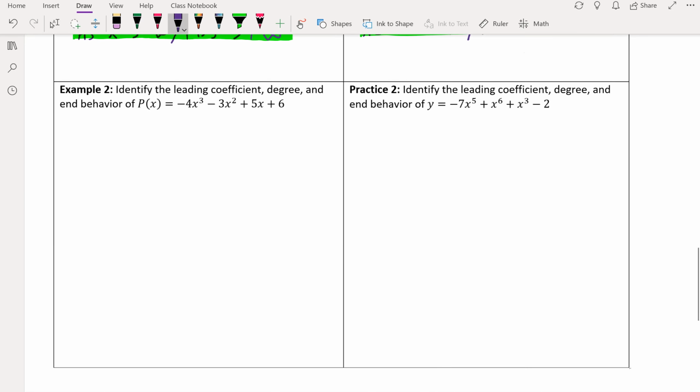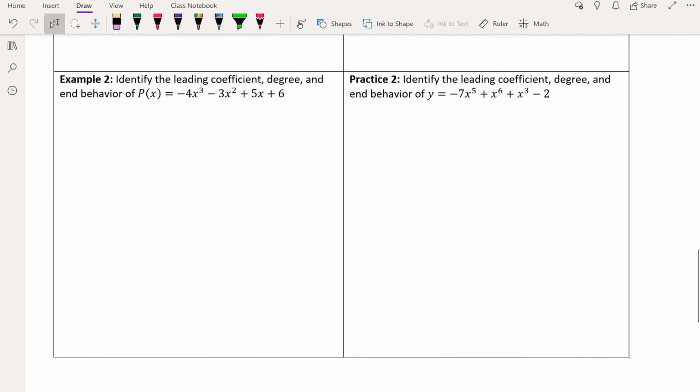Okay, we have one more example. We are going to identify the leading coefficient, degree, and end behavior of p of x. This should be very fast. I'm going to start with the degree, always the degree, even though it said leading coefficient first. The degree is the highest exponent. So the degree is 3. The leading coefficient is the number in front of that x with the highest exponent, -4.